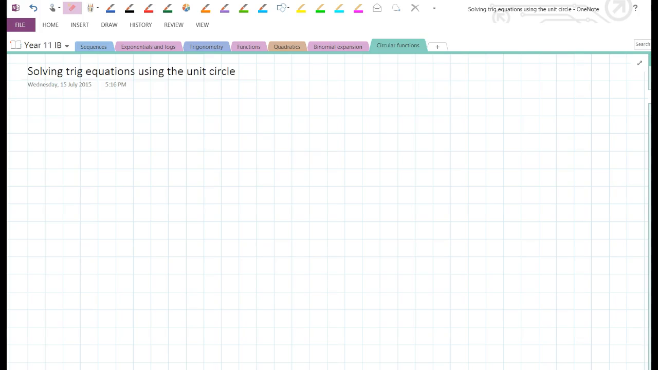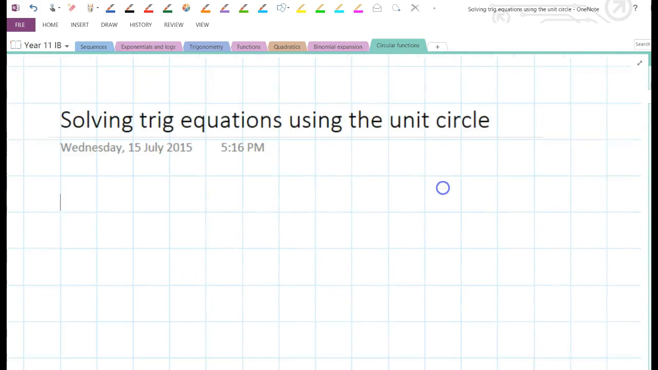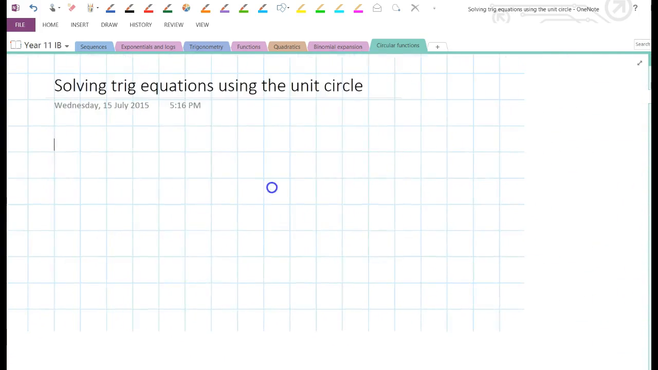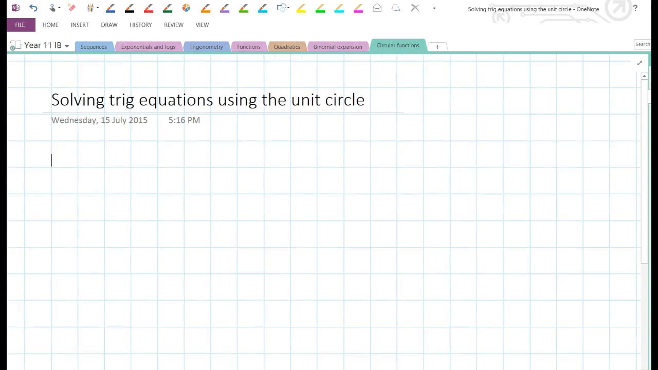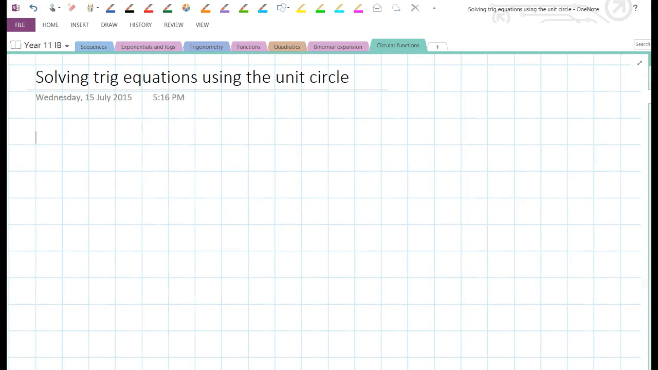So we're going to start solving some trig equations using the unit circle, as our little heading says right there. So just jot that down. We're going to look at some equations, how to solve them, and how to find the solutions to them. And we're going to explore the infinite nature of those solutions. Right, so let's tuck in.